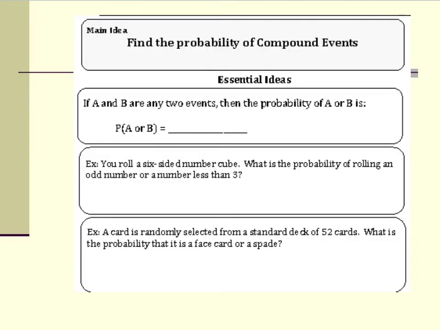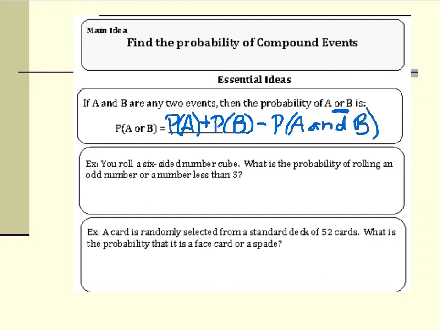So we're finding the probability of compound events. If A and B are any two events, the probability of A or B, here's the key word, A or B, so one thing or the other happening, is this. We do the probability of A plus the probability of B, and then we subtract from that the probability of A and B. So we subtract how many ways you can get both A and B.